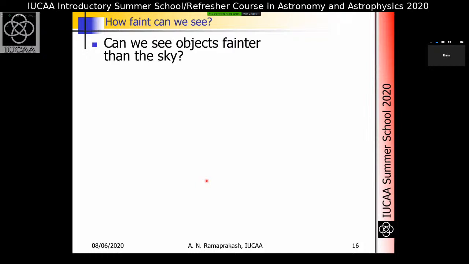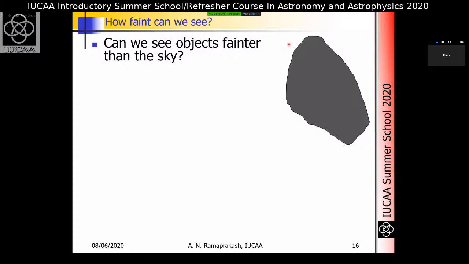So the question is, can we see objects fainter than the sky? For example, if I go out and look at the sky now, you don't see any stars. That is because the sky is so bright that all the stars which are much fainter than the sky are not visible to you. It's not that the stars are not there. They are there even during daytime, just like at night. We are not able to see them because the sky is so bright.